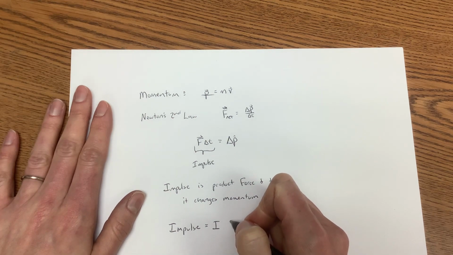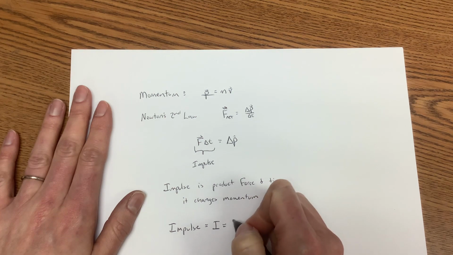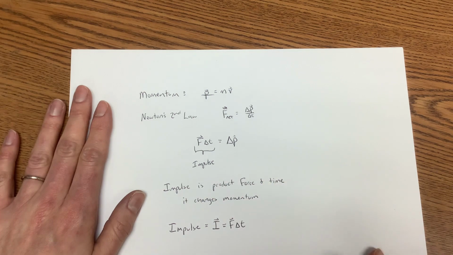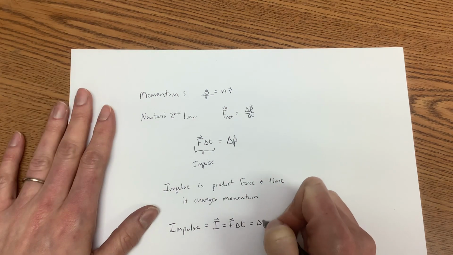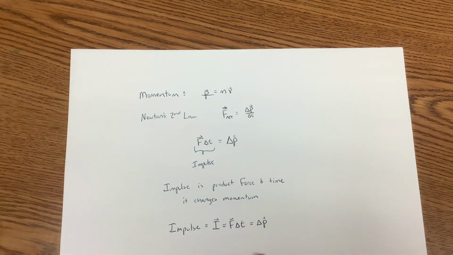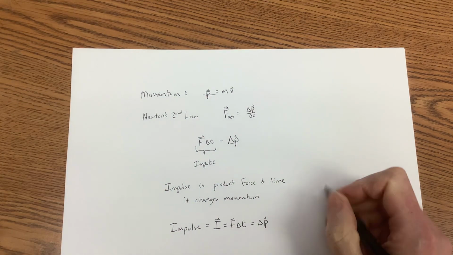I think your book uses I. Actually, it seems to spell it out. Impulse equals F delta t. Okay. It also has a direction, and it equals the change in momentum. Okay. So you can do all sorts of different equations there.